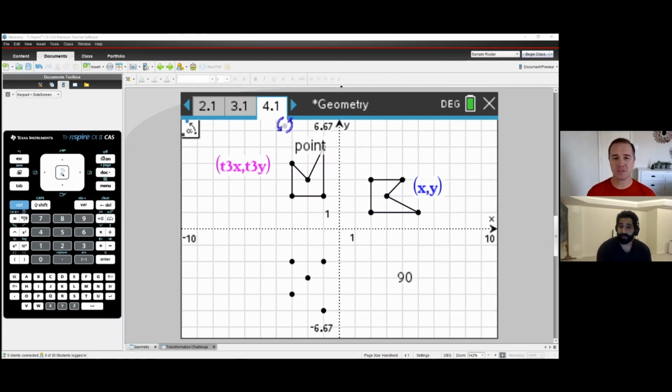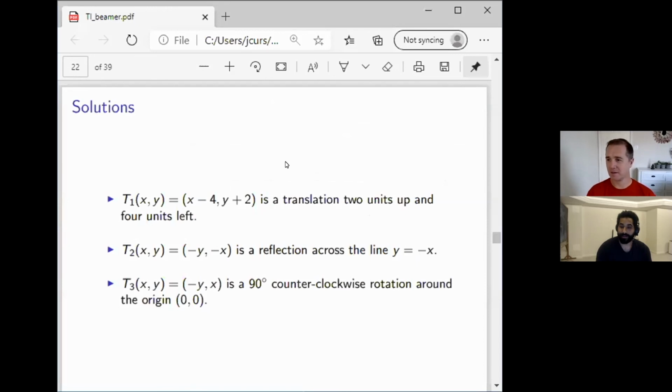John, do you want to share those solutions with us on the screen? Let me stop sharing my screen here. All right. So the first one was just a translation 2 units up, 4 units to the left. The second one was a reflection across the line y equals -x. And that last one was a 90-degree counterclockwise rotation about the origin.